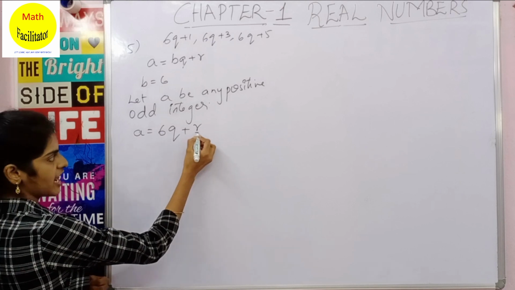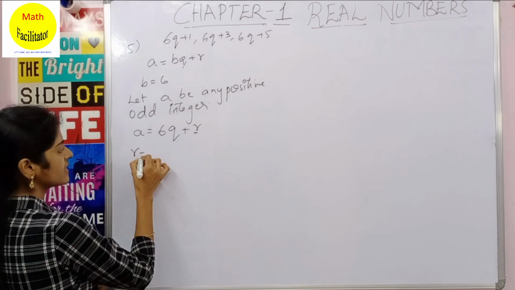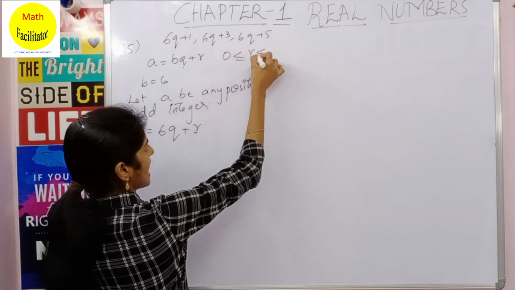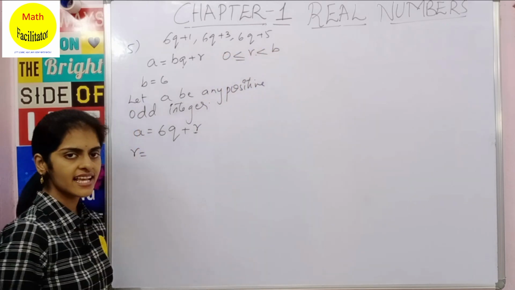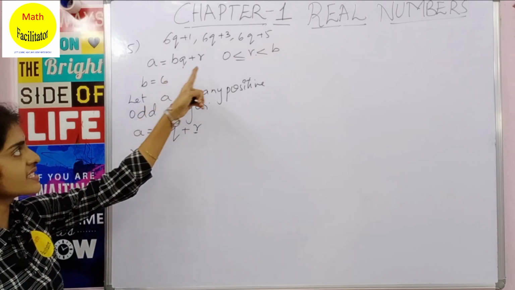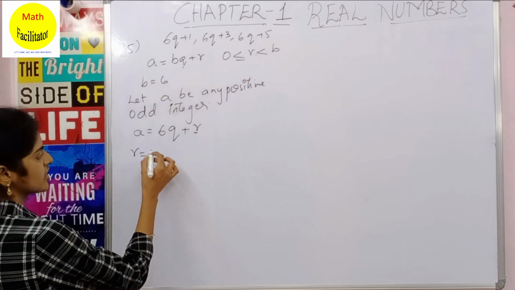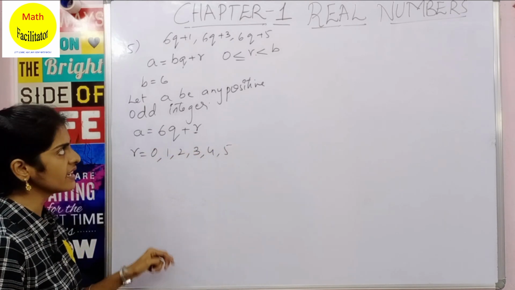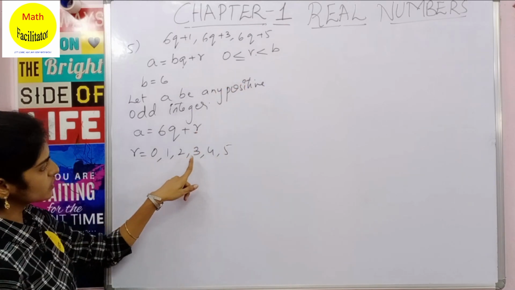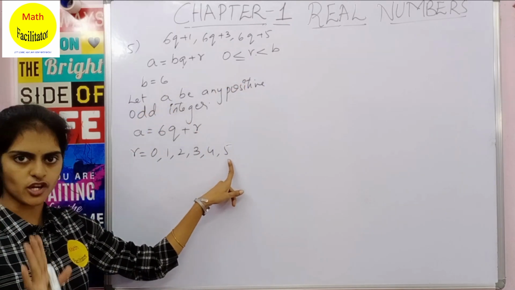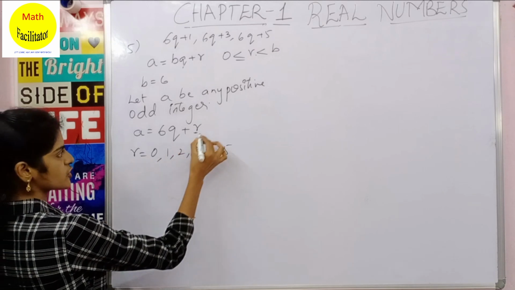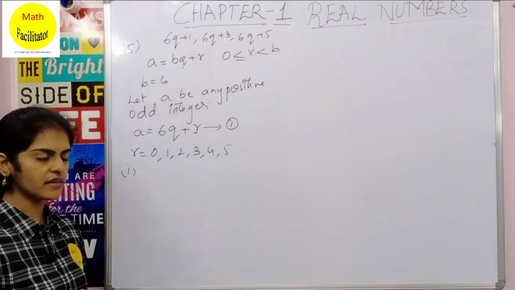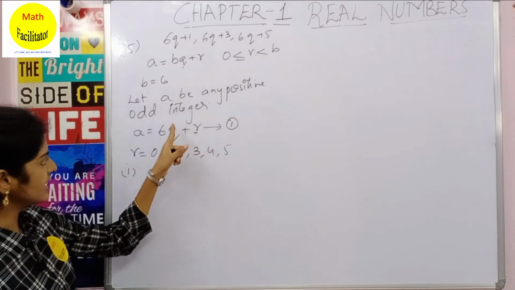Okay, and now what are the values of r? You know that r is greater than or equal to 0 and it is less than b. Here the value of b is 6, so r is a value less than 6. Okay, so it can be 0, 1, 2, 3, 4 and 5, and it is less than 6, so we are stopping at 5. Clear? Now mark this as equation 1, and we'll take case 1. We'll substitute all these values of r in this equation.